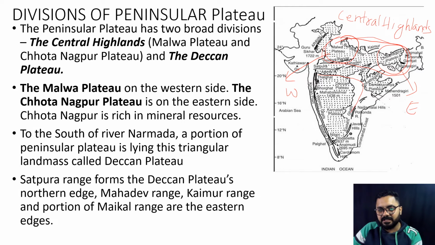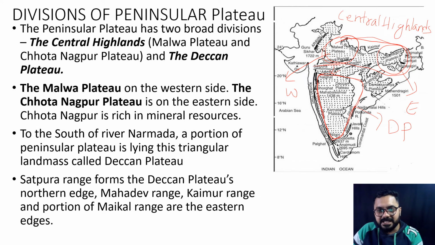Here you can see the triangular landform. The triangular landform to the south of the Central Highlands is called the Deccan Plateau. Now, let us locate some of the important locations here. To the south of the river Narmada, somewhere here you get to see the Narmada River between the Vindhya and Satpura ranges. To the south of the Narmada River, we have this Deccan Plateau, the triangular landform.